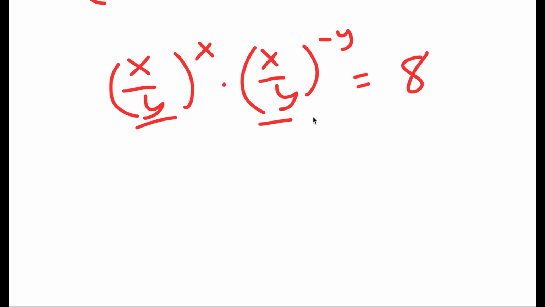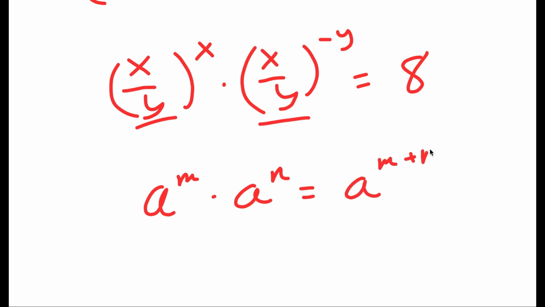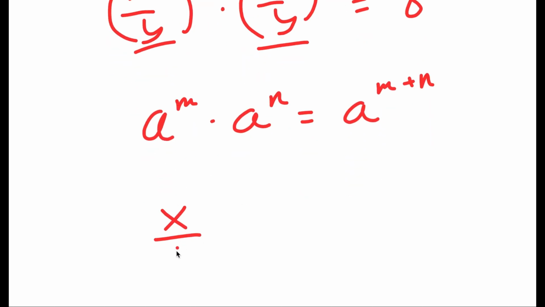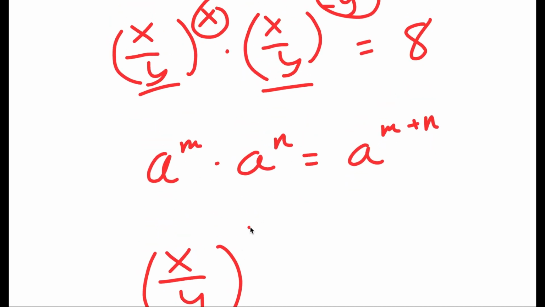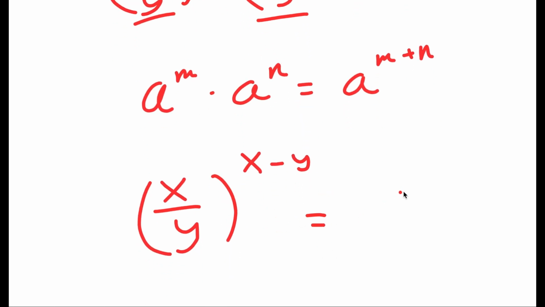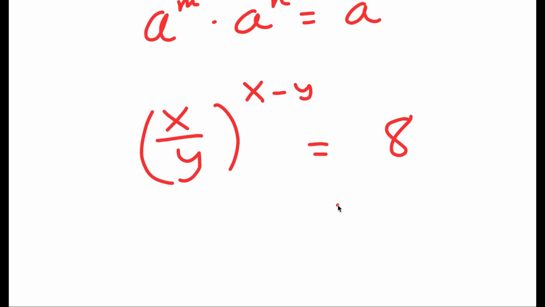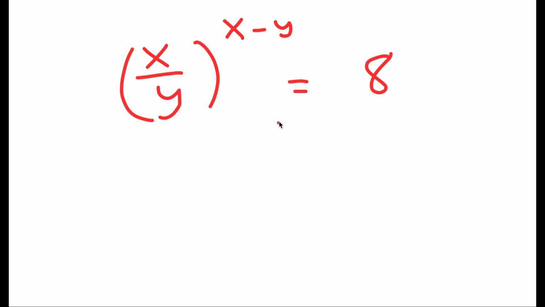And now, these two have the same bases. So, because they have the same bases, I can multiply them. So if I have something in the form a to the power of m times a to the power of n, this is equal to a to the power of m plus n. So these two exponents are going to add up, and I get x over y to the power of x minus y. x plus negative y is x minus y, and this is all equal to 8. So now our equation is much more simplified.